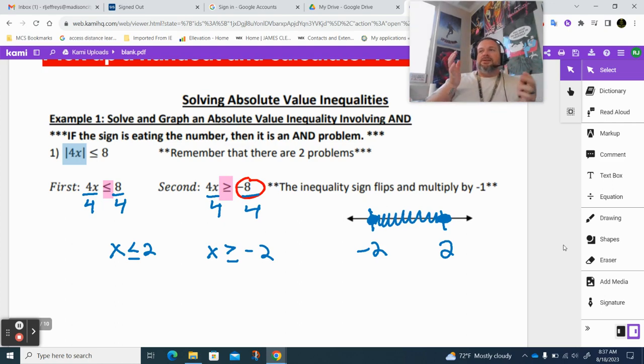So that's our first example. Okay. Are you supposed to totally understand everything after this example?